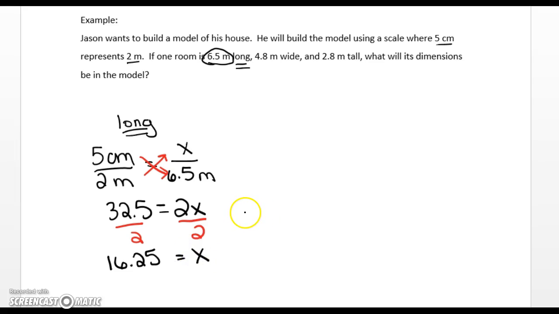Now while we're at this stage, what you might want to do is fill in your units so you don't forget that in the end. So here in the numerator of our first fraction, we had centimeters. So that means that our units here will be centimeters as well. So that means that the model will be 16.25 centimeters long.